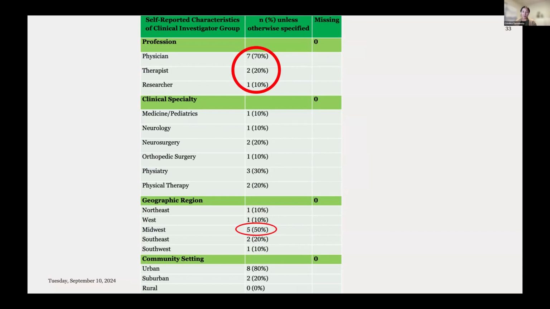About 50% of the clinical investigators were based in the Midwest, though we're spread across the country. And unfortunately, we did not capture any clinical investigators from rural communities, which kind of fits with the tendency for clinical investigators to be focused at larger academic medical centers.